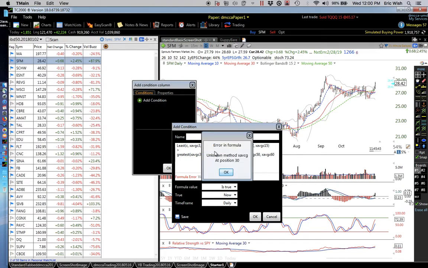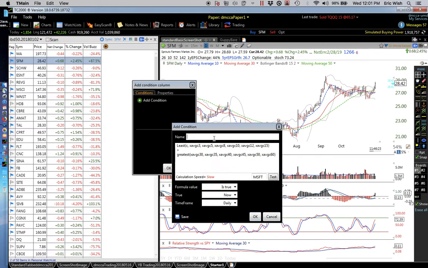I can view the details. It says unknown method XAVCG, so I typoed there at position 30, XAVCG, so I'm going to change that to XAVGC. Okay, and there's still an error somewhere. Unmatched parentheses, so I have to close this parenthesis. And now there's no more error, so I should be good.